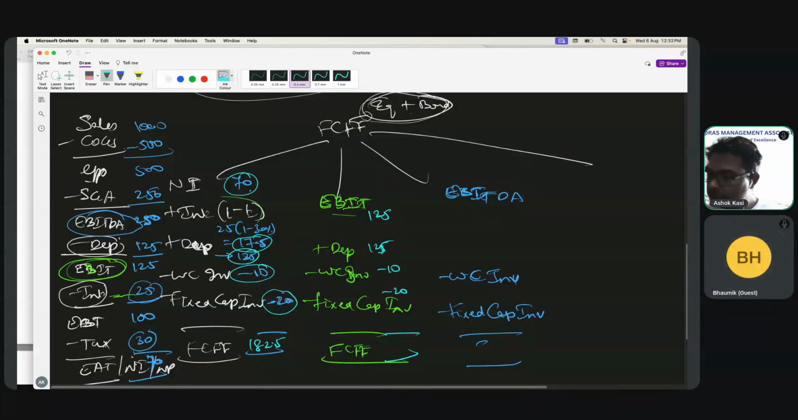Let me add this once again. 70 plus 17.5, plus depreciation 125, minus 10, minus 20, minus 30 gives 182.5. Interest is not paid.